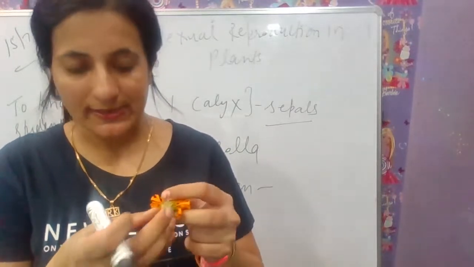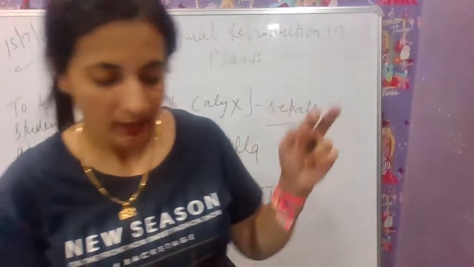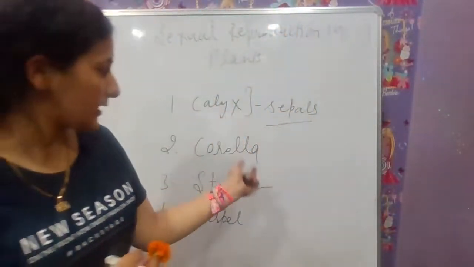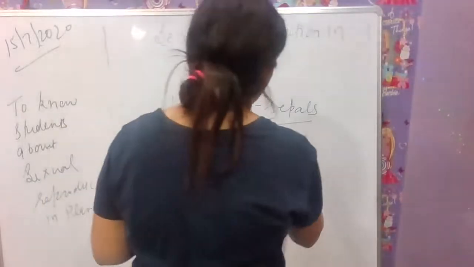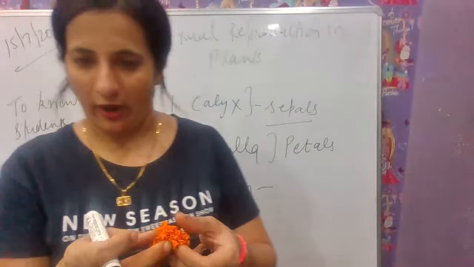Okay, these are the sepals. It protects the flower during bud condition. It is also called calyx. Now come to corolla. These are called petals. Petals are brightly colored. This comes in different colors in different flowers.